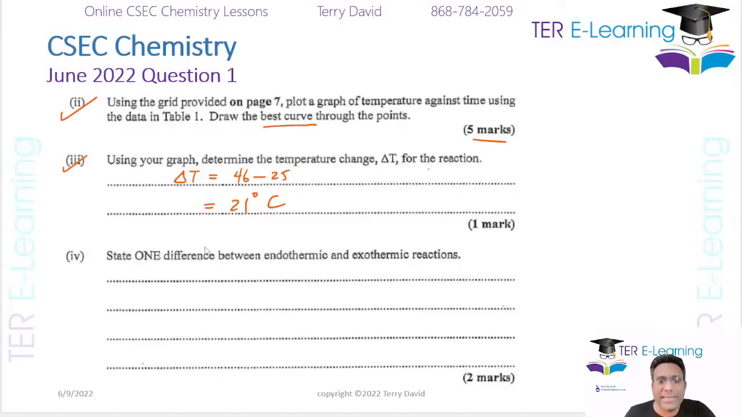All right, next they said state one difference between an endothermic and exothermic reaction. Now you could have selected whatever you wanted. Let me start with an endothermic reaction. You could have simply said energy is absorbed from the surroundings.